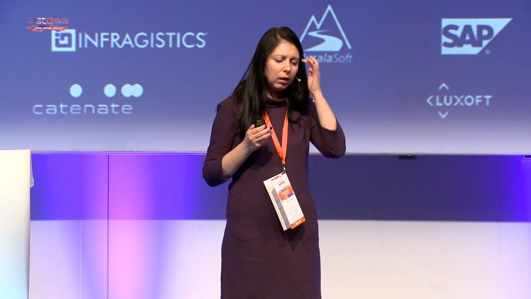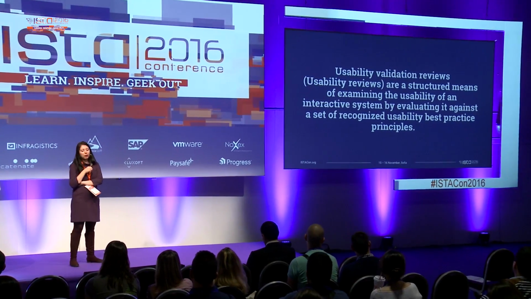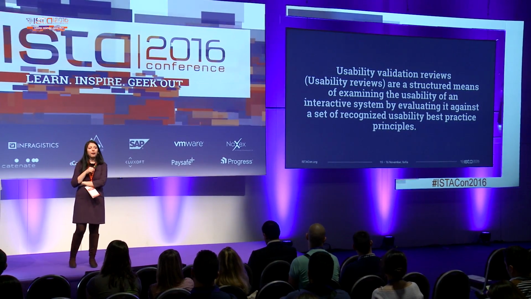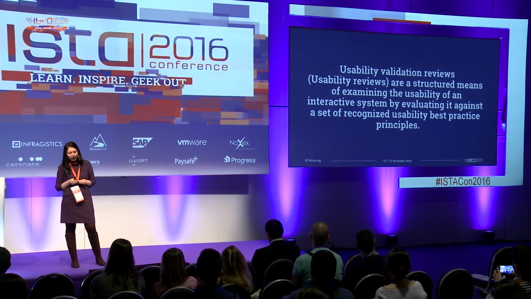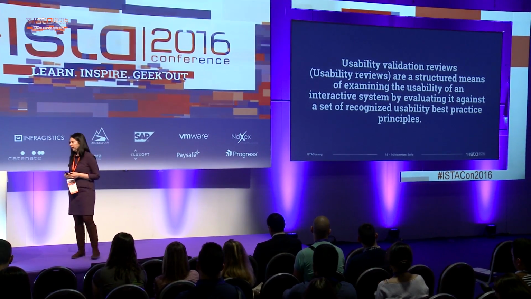And the approach is, of course, once again, usability review. What does the big book say about it? What is usability validation review? Usability validation reviews are structured means of examining the usability of an interactive system by evaluating it against a set of recognized usability best practices.